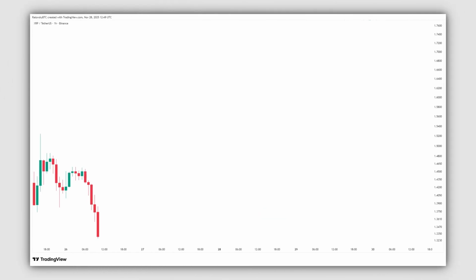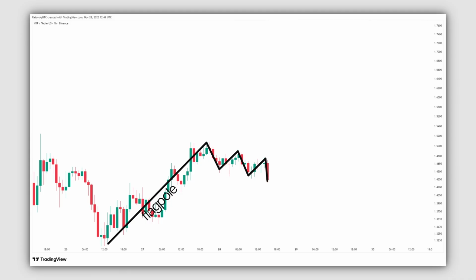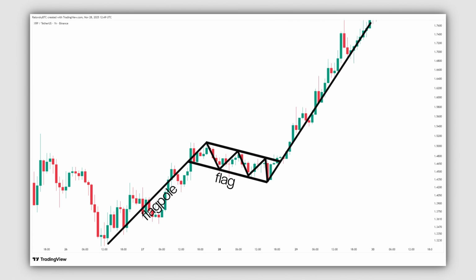A bullish flag forms after a strong, impulsive move upward, known as the flagpole. Price then makes a small, controlled pullback in a tight, downward-sloping channel. This is the flag. When price breaks out of that channel, the uptrend resumes. This works because the impulse shows strong buying power, while the pullback is simply profit-taking, not real selling pressure.